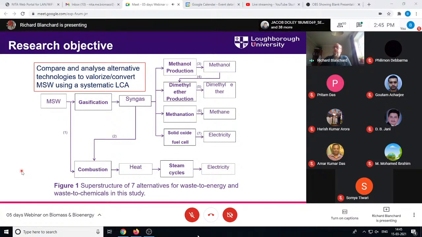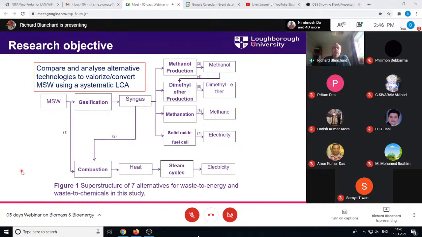So this flow diagram here illustrates the routes. Now, the main routes start off as combustion or gasification, but then from the gasification side, we produce a syngas, and this can then be used for a range of different alternative solutions, which we'll look at in a little bit more detail. I'm not going to spend a lot of time going into detail, given the time we have available, but these will give you a flavour of alternative approaches to dealing with waste.